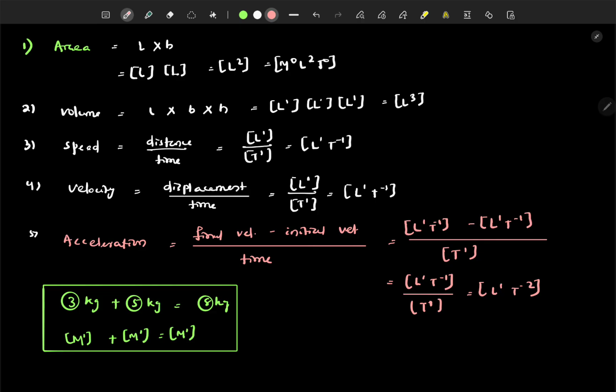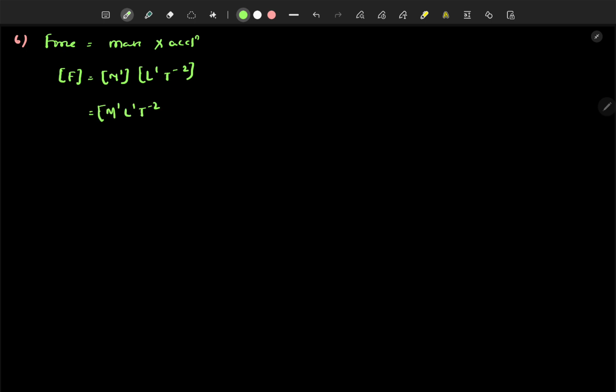Next, come to the next quantity, that is force. Quantity number 6, that is force. Force is equal to mass into acceleration. So the F dimension is equal to mass dimension M1 and acceleration dimension L1 T minus 2, which we have just derived. That means the answer is M1 L1 T minus 2. This is the dimension of force.